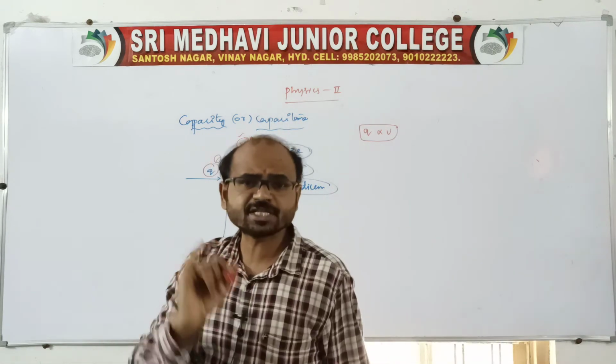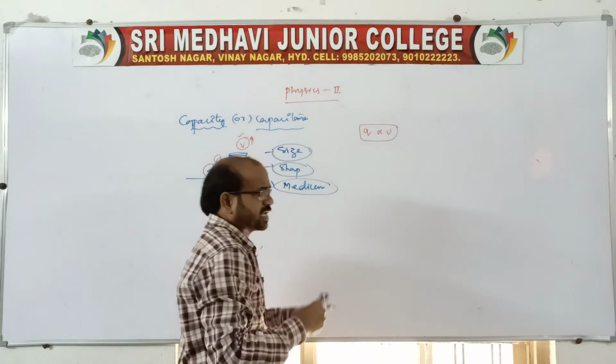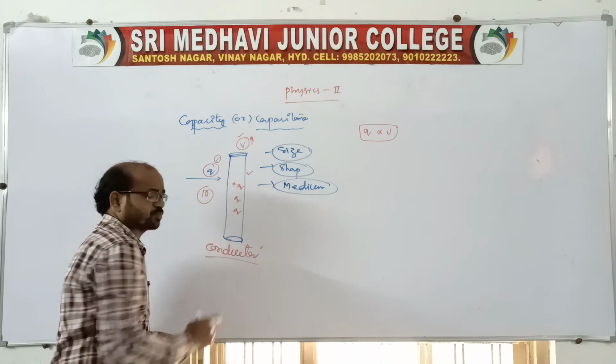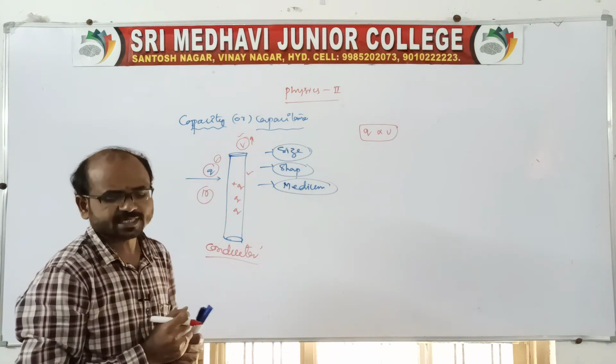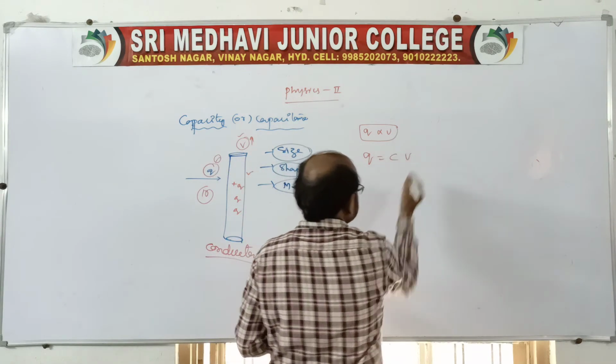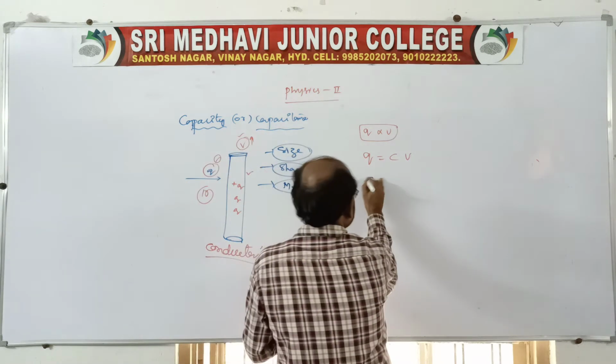When the potential increases, what happens? Q is directly proportional to V, because as we add charges, its potential increases in proportion to the charge. Then we can say Q is equal to a constant C times V, introducing the constant C. What is C? C is nothing but the capacity.